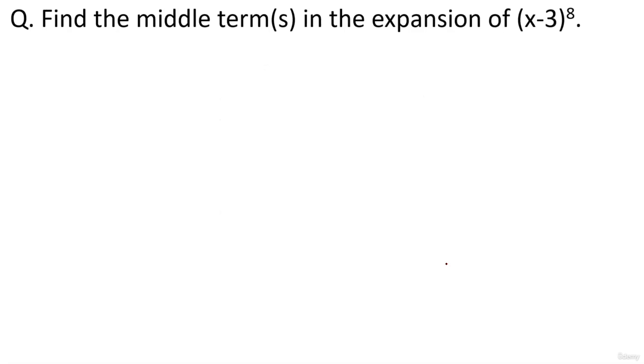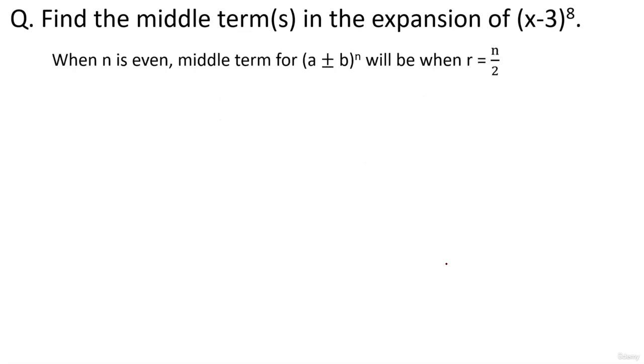Find the middle term or terms in the expansion of (x minus 3) the whole raised to the power 8. Again, the value of n here is even. We have seen that whenever n is even, the middle term will be when r is equal to n by 2. So here what should r be? 8 by 2, 4. So in this expansion we use basically 8C4, nCr into x raised to 8 minus 4, a raised to n minus r, into 3 raised to 4, which is b raised to r in this case, into minus 1 raised to 4. Minus 1 raised to 4 will be just 1.